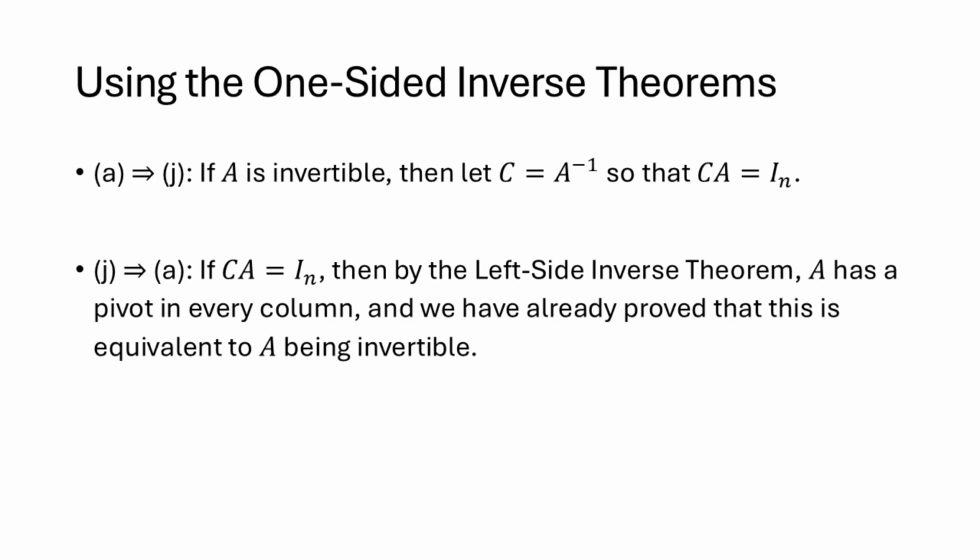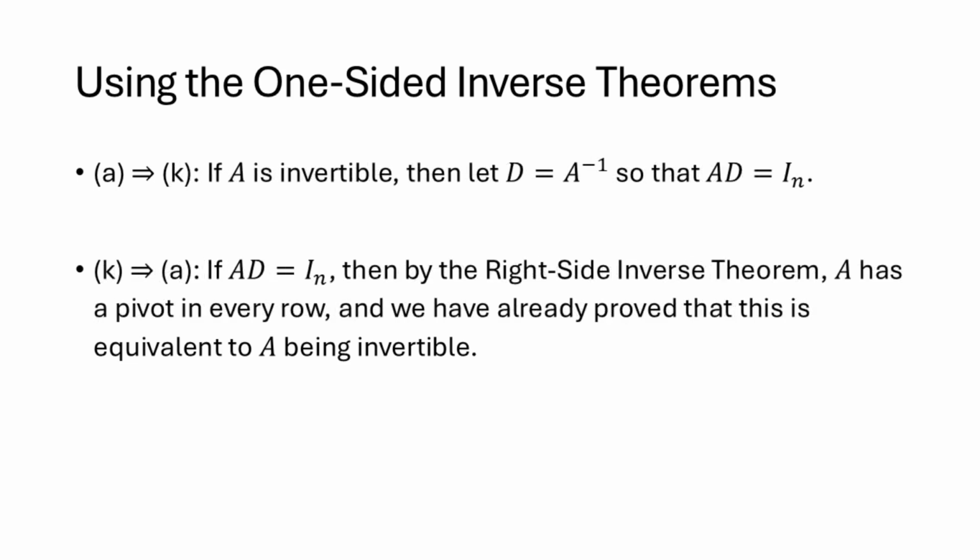For statement J, A implies J because if A is invertible, then we just let the C matrix in that statement be A inverse, and so then C times A equals In. For J implies A, if we assume that we have a matrix C for which C times A is In, then that left side inverse theorem tells us that we have a pivot in every column, and we've already proved that that means that A has to be invertible.